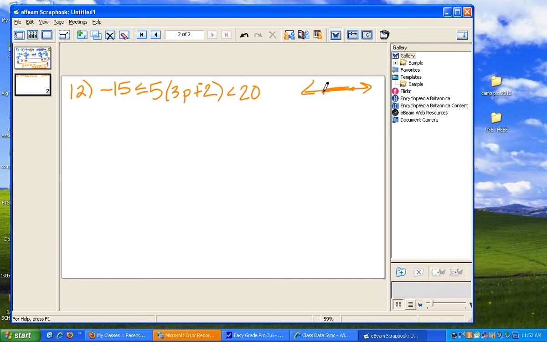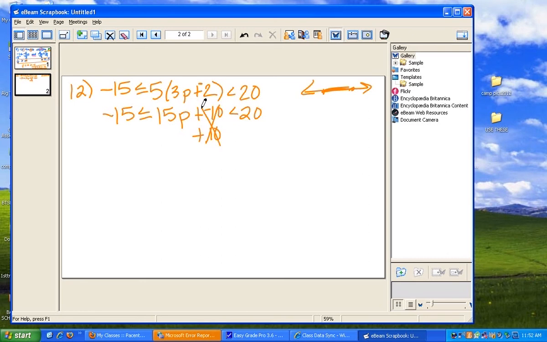Okay? So one piece says I have to solve this by GEMDAS before I can start pulling anything away. So I'm going to leave my negative 15 less than or equal to, and I'm going to distribute my 5. So I get 15p plus a negative 10 less than 20. Now I can start pulling pieces away from the p to isolate it. So I'm going to add a 10 to get it gone here.